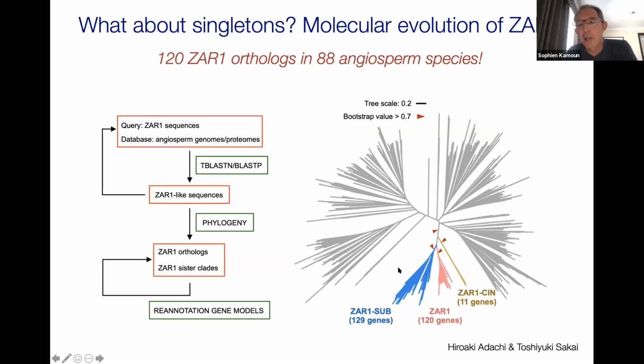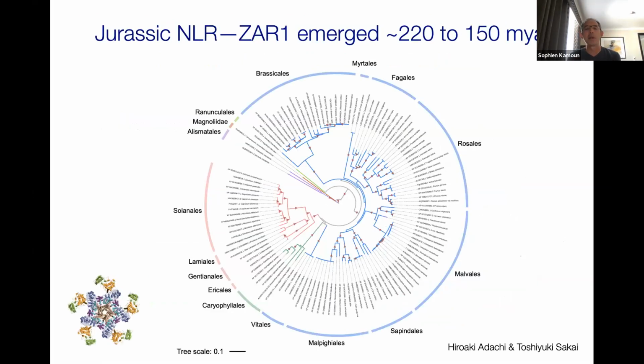There are a couple of subclades that emerge from ZAR1. ZAR1 sub, for example, is an early duplication, presumably a single duplication of ZAR1 that in the eudicots resulted in a paralog family. But we have 88 angiosperm species that carry a ZAR1. This is a tree of ZAR1. This is actually a tree based on the full length NLR, or full length ZAR1, which usually is not possible, but ZAR1 is conserved enough that we can do that.